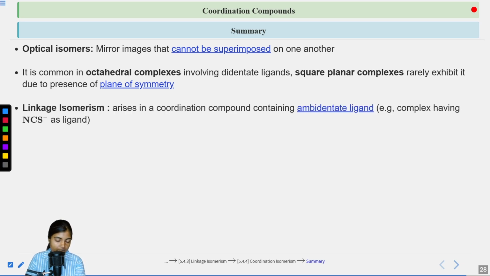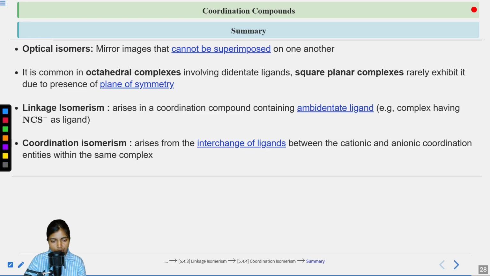Linkage isomerism then we covered, which arises in a coordination compound containing an ambidentate ligand. For example, if the complex has NCS negative, thiocyanate, as a ligand, then that coordination compound will show linkage isomerism.